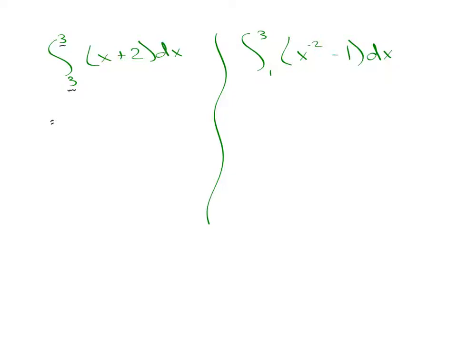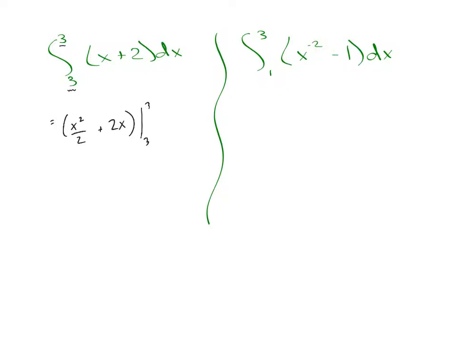So we take our antiderivative first. The integral of x is x squared over 2: add 1 to the exponent, divide by the new exponent. And then plus 2 times x, 2x, because the integral of a constant is a constant times x. And that gets evaluated from 3 to 3.